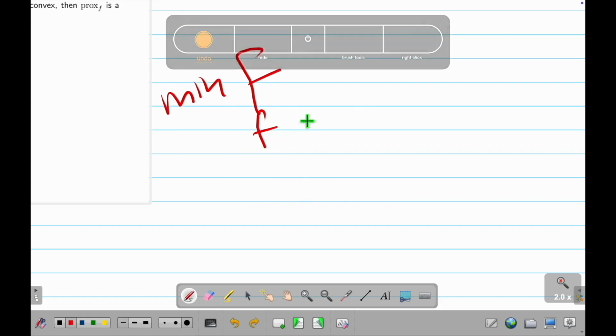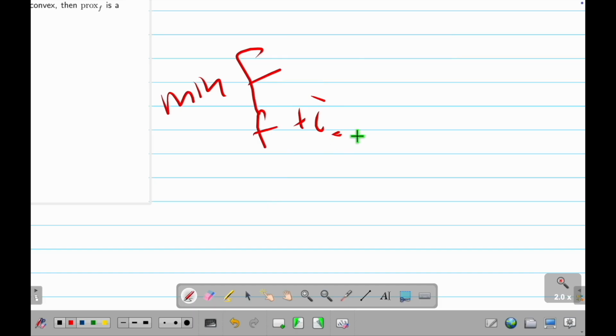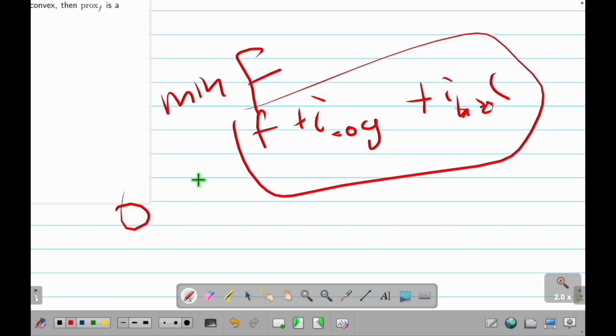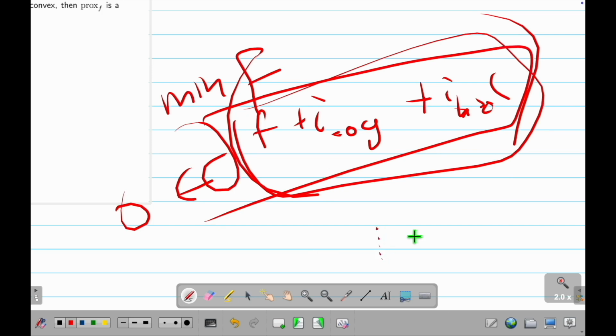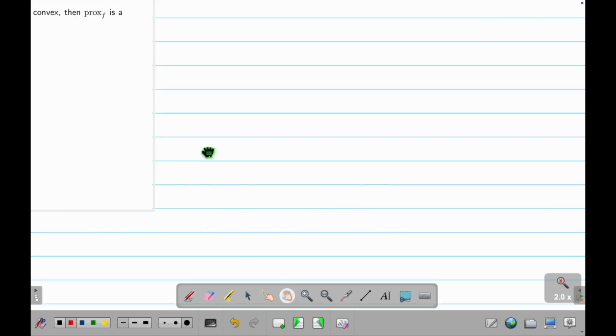I want to minimize F, and I want to minimize the indicator function that G has to be 0, and I also want to minimize the indicator function that H has to be larger than 0. I have three parts. What's the optimality condition? 0 belongs to the subdifferential of this big thing. Break this into small parts, put it through the analysis, and you get KKT. So that's why subgradient is so powerful. And now we have finished subgradient.